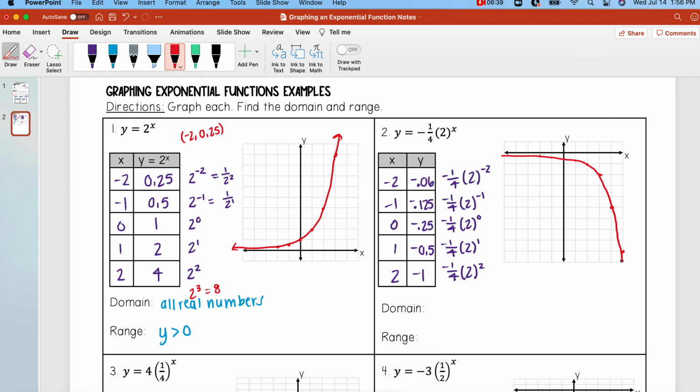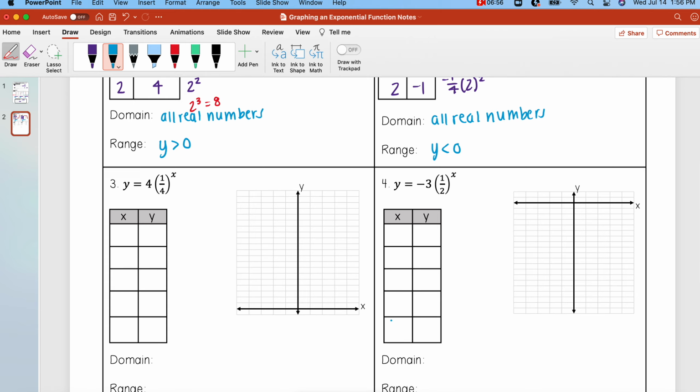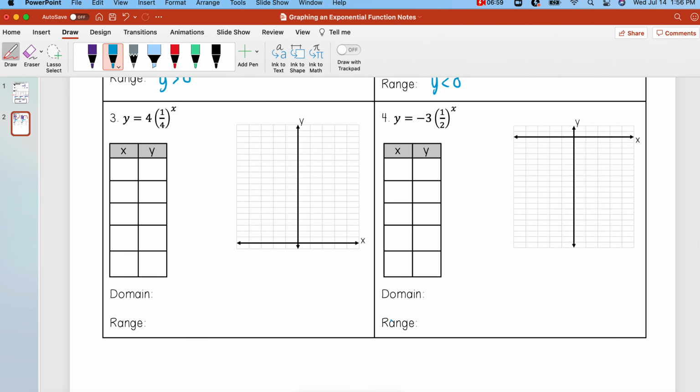So my graph looks something like this. Domain is going to be all real numbers, and range is going to be y is less than 0. Okay, go ahead and pause the video. I want you to try and complete number 3 on your own.